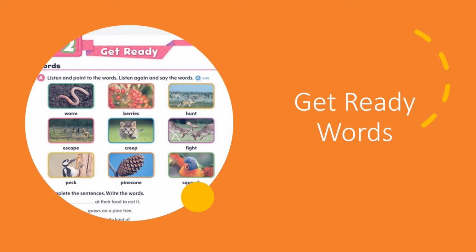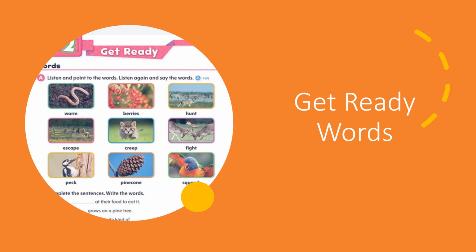Next one is fight. It's very simple. Fight means when you fight with somebody. Peck. As you can see in the picture, a bird is pecking a tree with its beak. So when the bird strikes or bites something with its beak, it means a bird is pecking.